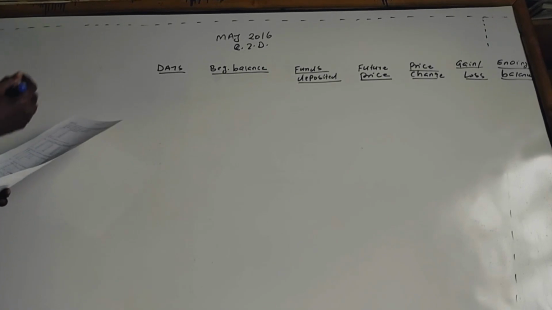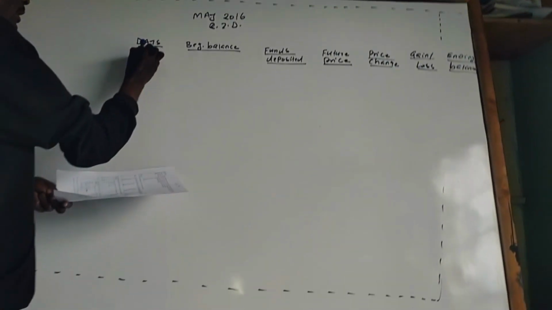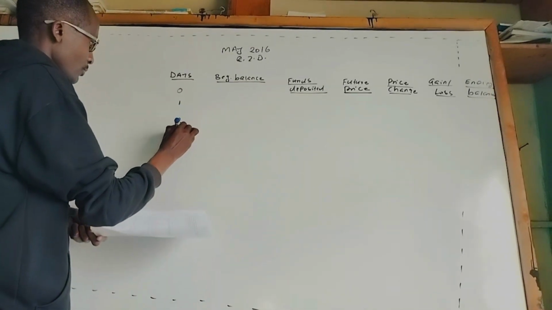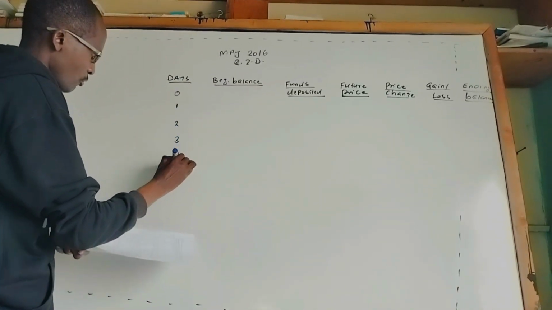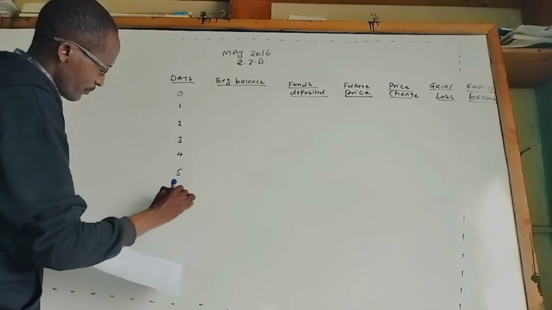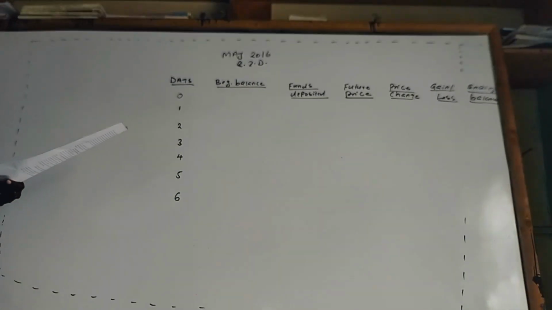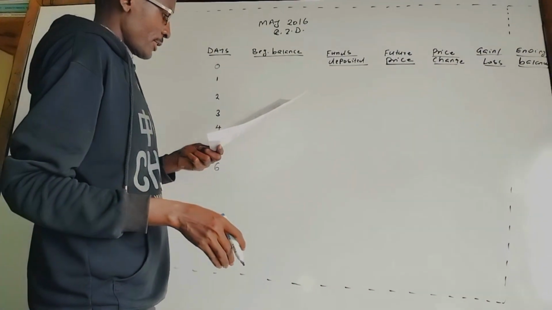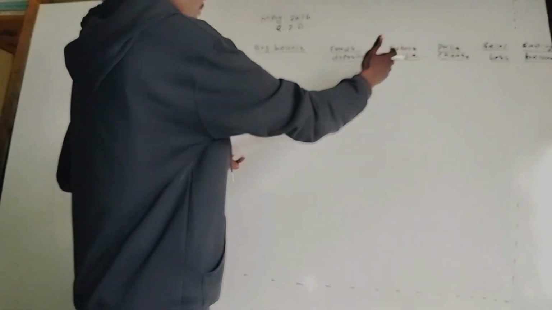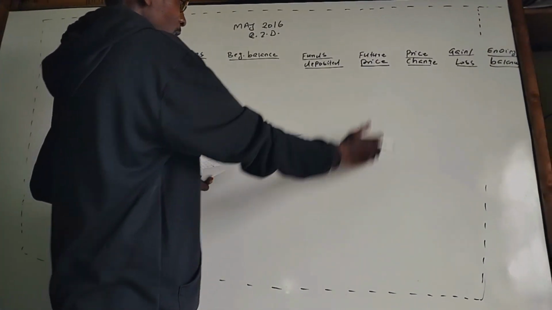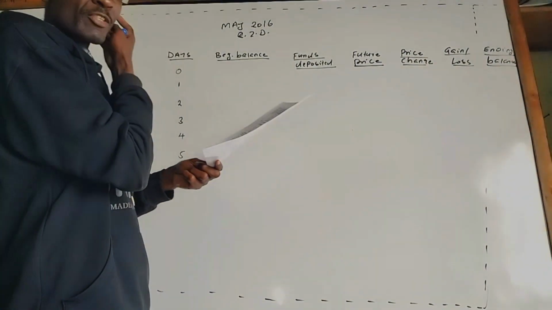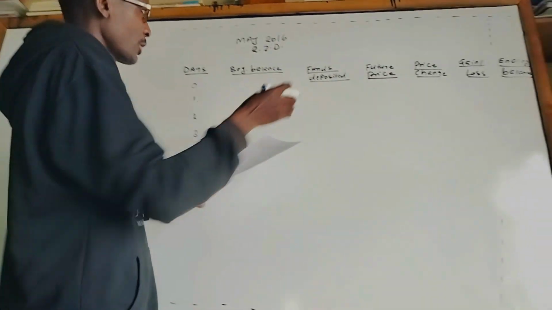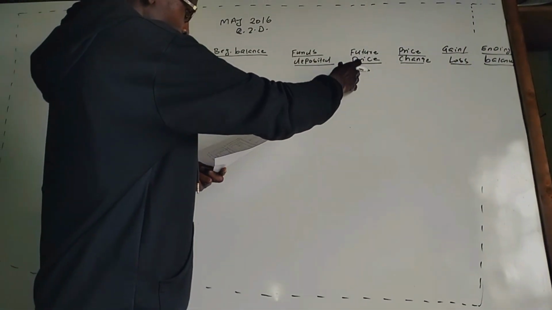Now for the days, you have days 0 to 6 as it appears: 0, 1, 2, 3, 4, 5, 6, just as it is in your paper. Now we have the futures price, which is also given. Remember, with derivatives you have either forwards, futures, options, swaps, and the like. But here you're doing the futures. So here we have the futures price, which was given.